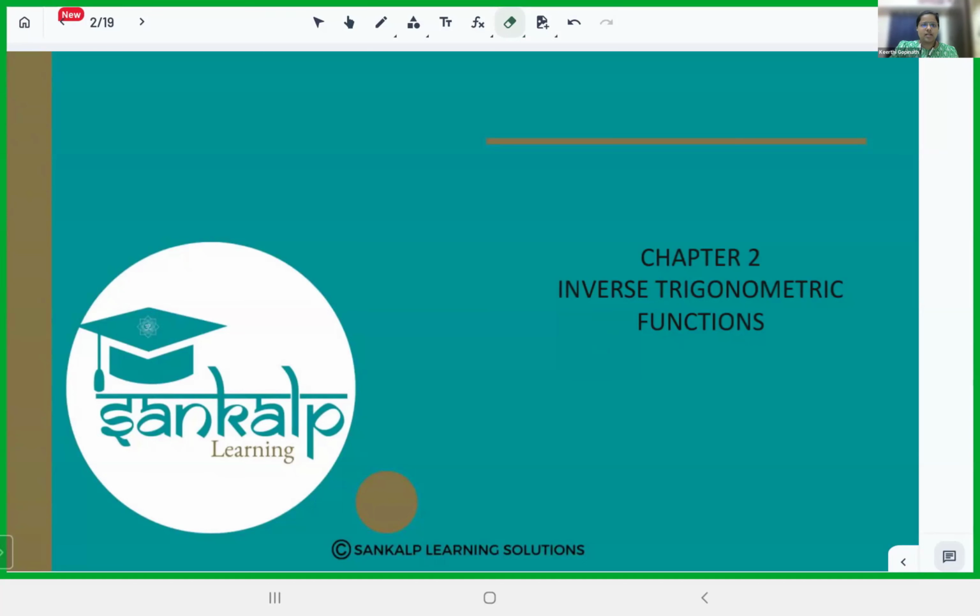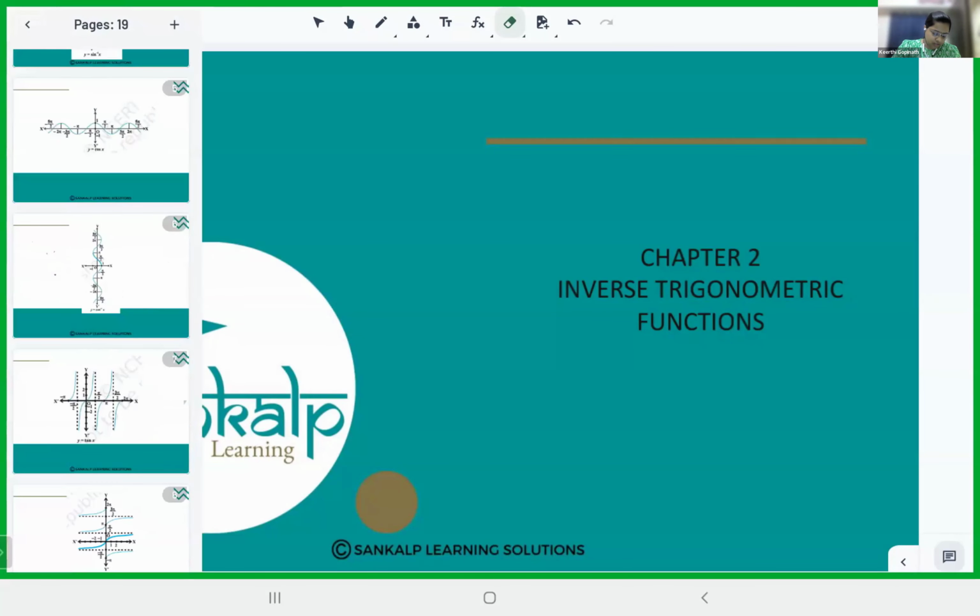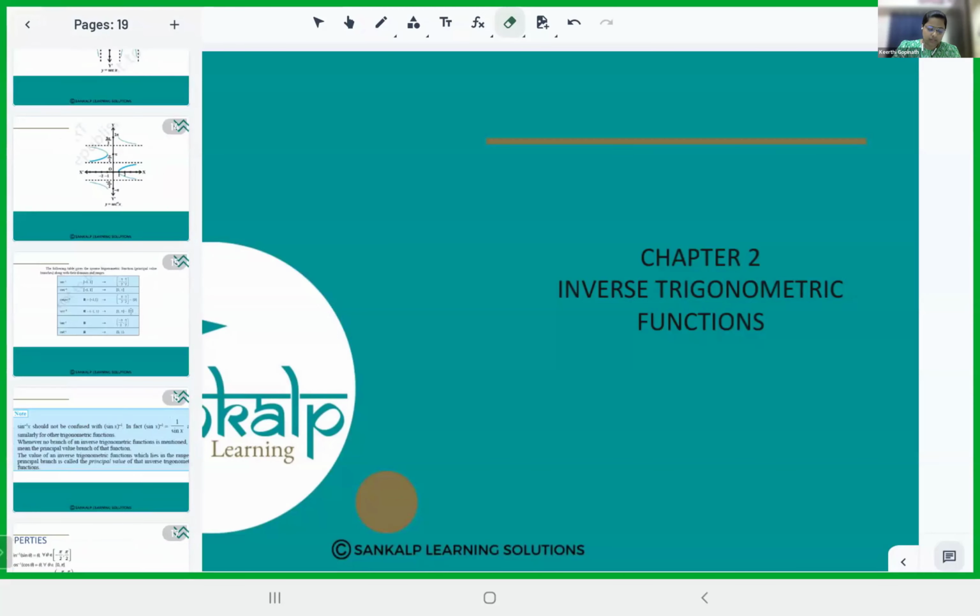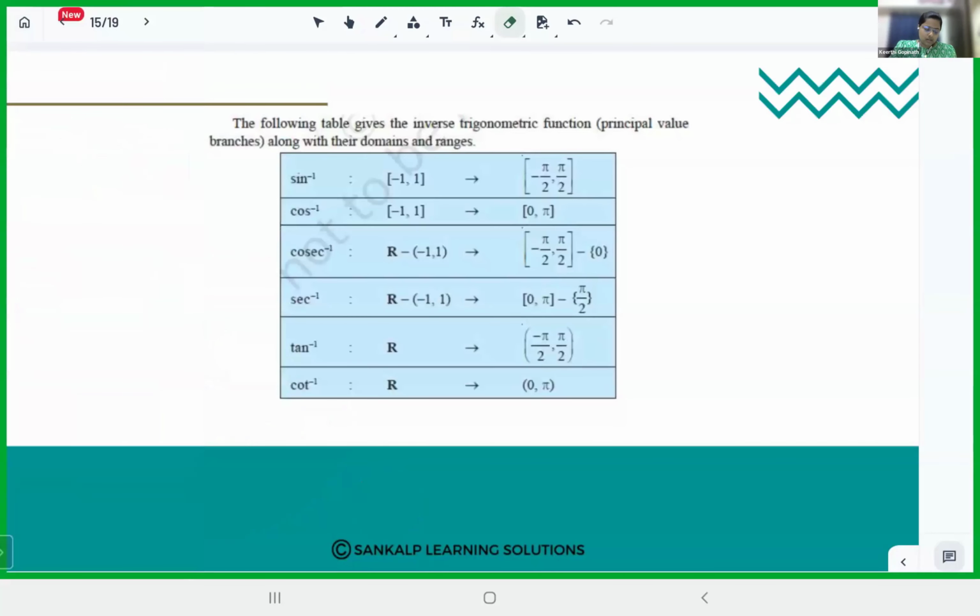Sorry for the interruption. So we'll be continuing inverse trigonometric functions. Before that, we shall recall the principal value branches of each inverse trigonometric function. So I'll show you the table of domain and ranges of different inverse trigonometric functions. Here is the table. You can see that the domain as well as the ranges of different inverse trigonometric functions are given.